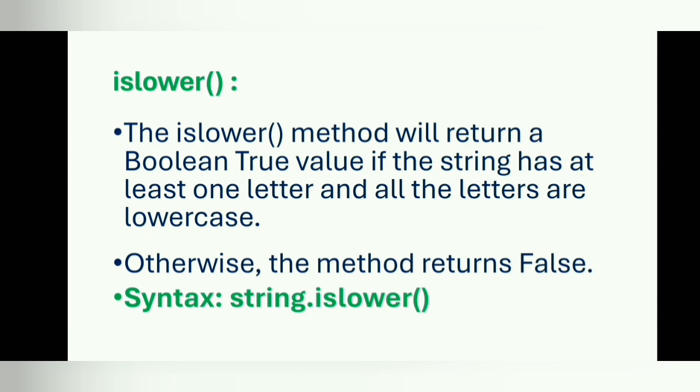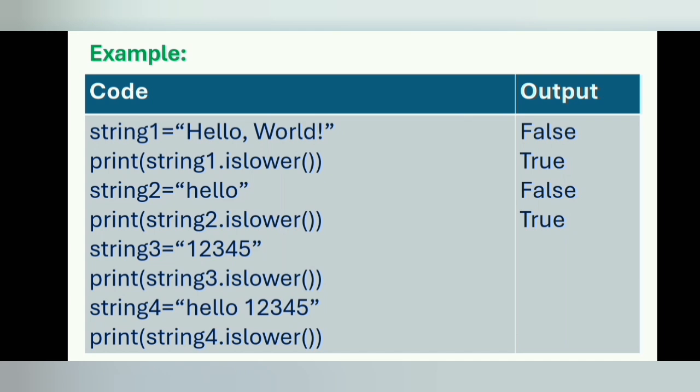Islower method. The islower method will return a Boolean true value if the string has at least one letter and all the letters are lowercase. Otherwise, the method returns false. Syntax: string.islower. The islower method does not take any parameter. To get a better understanding of the method, let's examine some examples of string.islower method in Python.